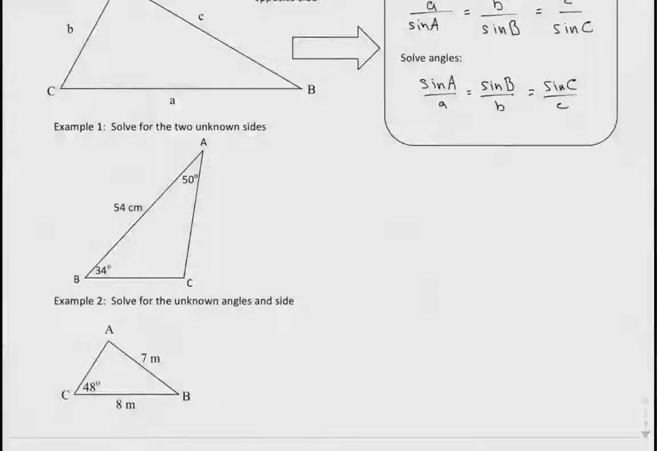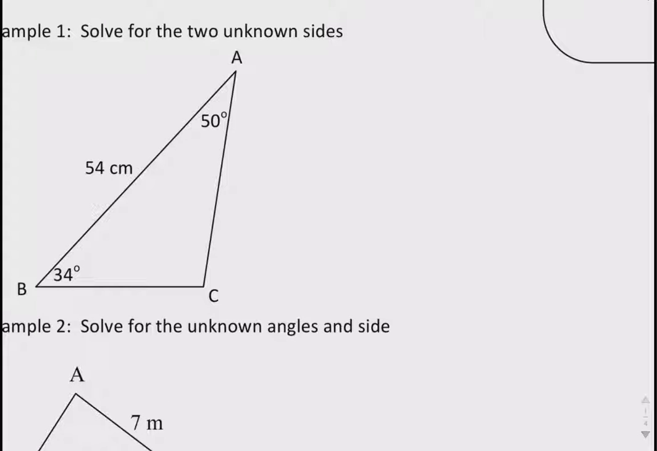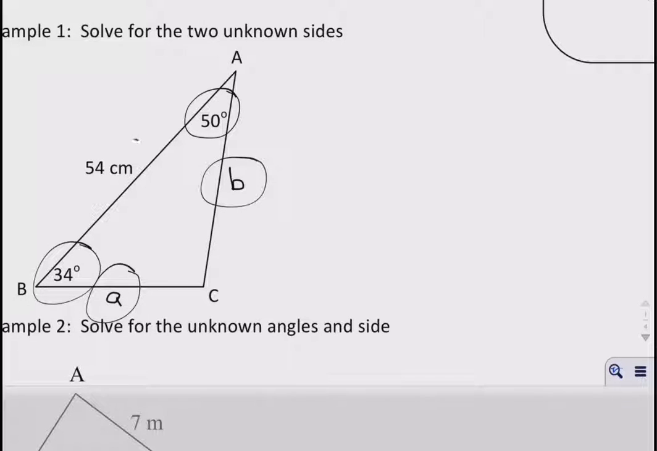Here in example number 1, we want to solve for the two unknown sides. So let's start off with, which side should we solve for? Well, the one unknown side over here is side A, and we have side B. Now as it stands, I can't really use the sine law because I don't have an angle and corresponding side. I have an angle but no corresponding side. I have a side but no corresponding angle.